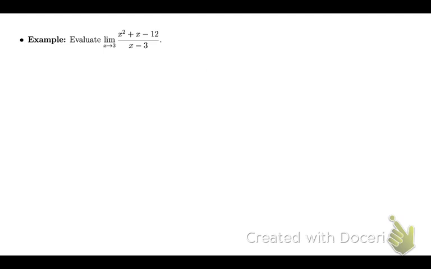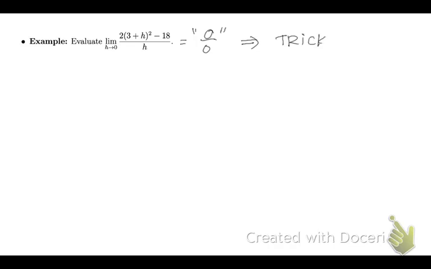And then the next one we did was this one. Again, when we plugged in, we got 0 over 0, which means you need a trick. And this one, we just needed a little bit of algebra. We FOILed this thing out, and eventually we were able to factor out an h that canceled with this h that was on the bottom. That was our trick, just to do a little bit of algebra and simplify.